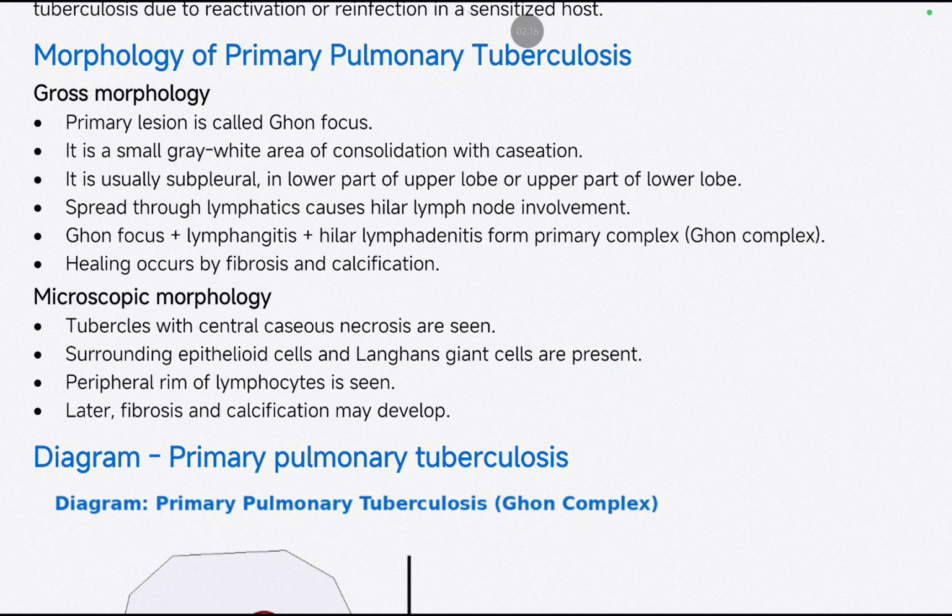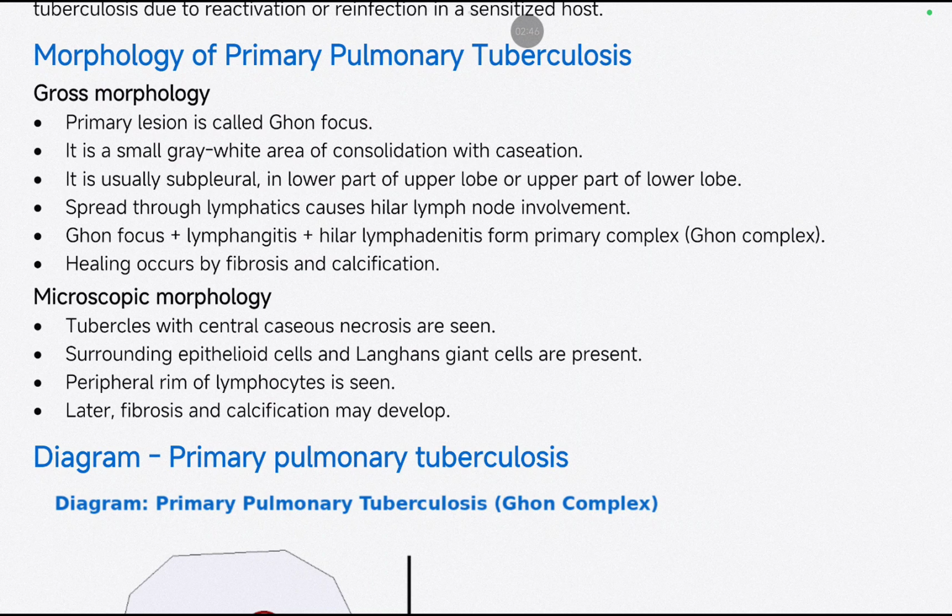Primary lesion is called Ghon focus. Okay, what is Ghon focus? It is a small gray white area of consolidation with caseation. Okay, where does it happen? In the subpleural region. It will happen either in the lower part of the upper lobe, or the upper part of the lower lobe. So here, this is slightly contradictory, but this would help you remember it.